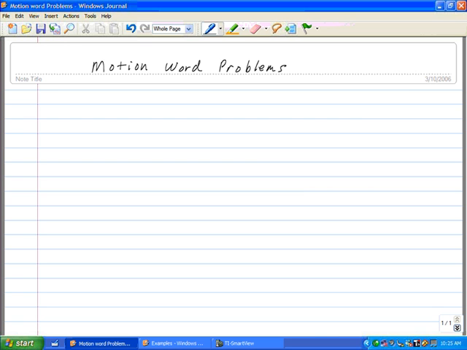This lesson involves one more category of word problems, and those are going to be word problems involving motion, or things in motion. Now we need to understand that the majority of these problems can be broken down into three types. The first type involves two objects in motion, heading out at different rates or different speeds and heading out in opposite directions.